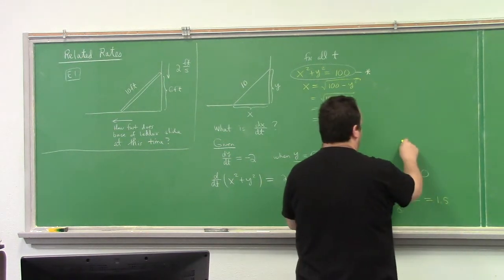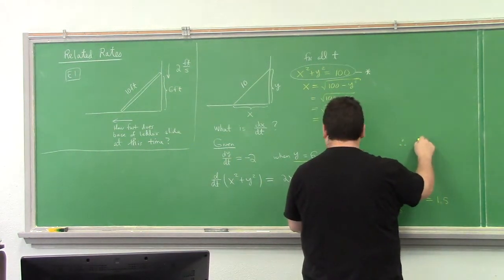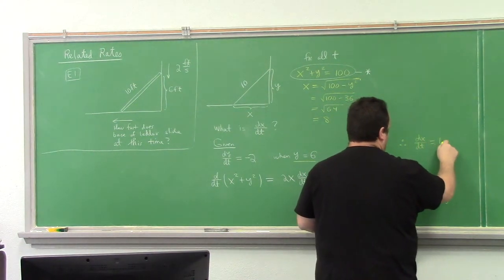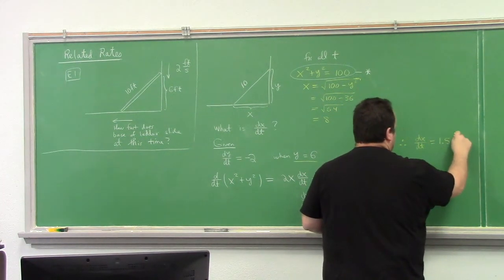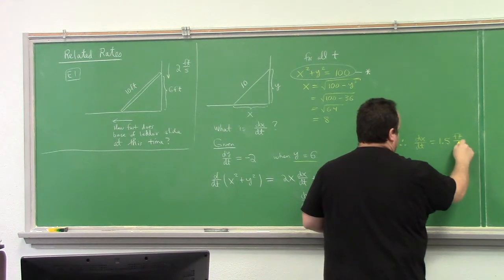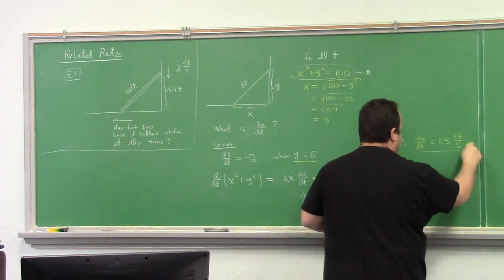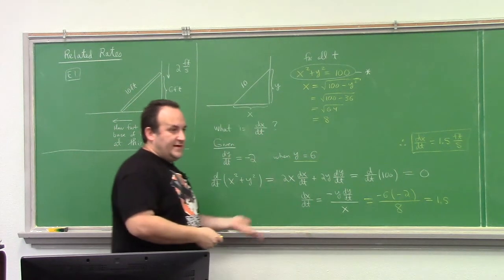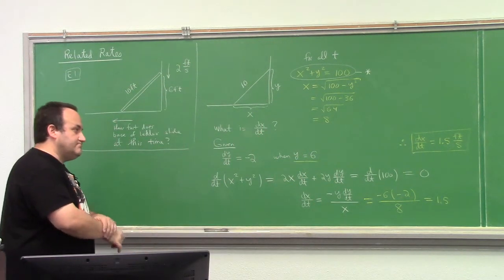So therefore, the answer is that dx/dt is 1.5, and I always try to put units on my answer: feet per second. The reason I know it's feet per second is because I've been working all of the calculation in feet and seconds, right?